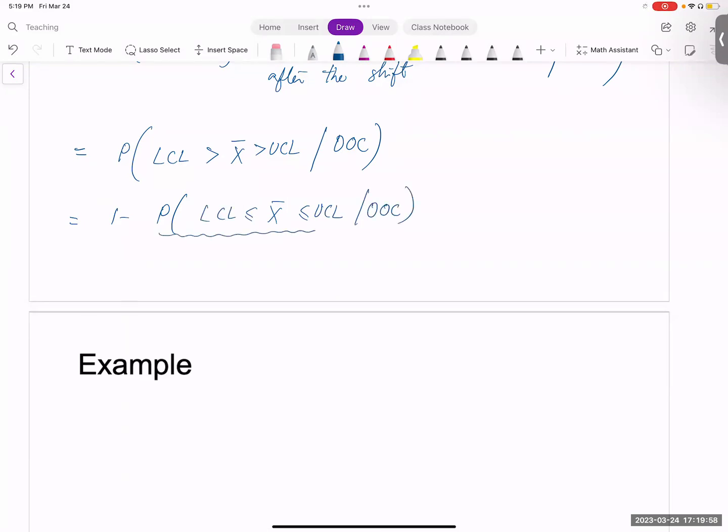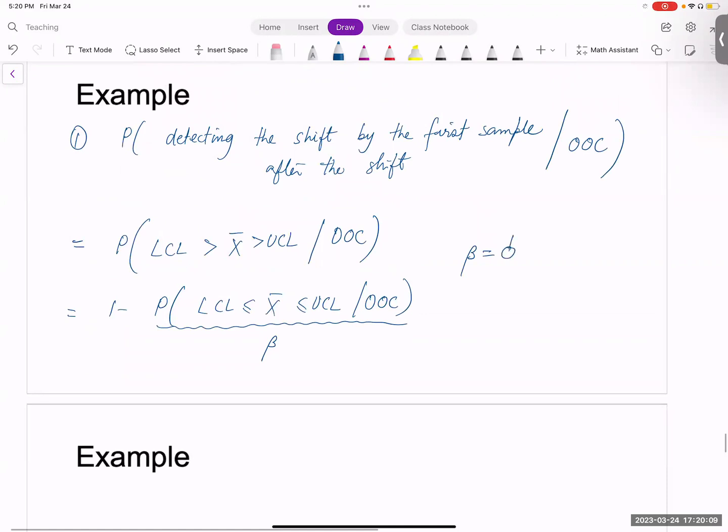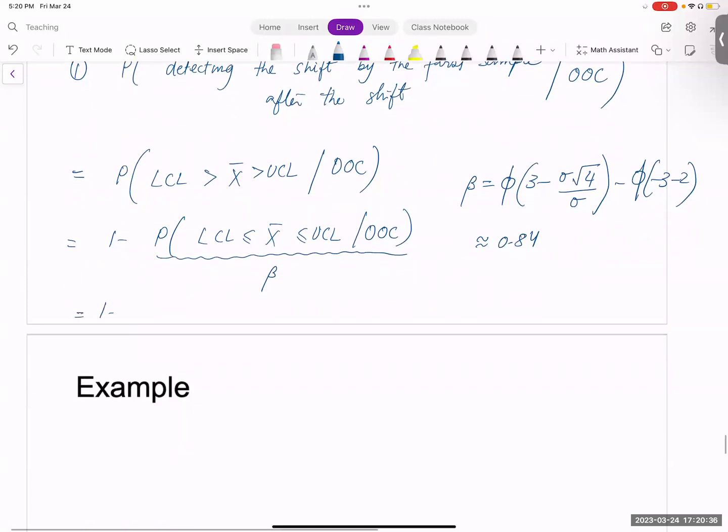And you know this term. This term is beta, right? And we can compute beta. Beta is equal to phi of Z alpha over 2, which is 3, minus delta, which is 1, times square root of n, which is 4, divided by sigma. Actually, the shift is 1 sigma, so the shift is 1 sigma divided by sigma, minus phi of -3, -2. So this gives you roughly 0.84. And then you get the answer to the first problem as 1 minus 0.84, which is equal to 0.16.